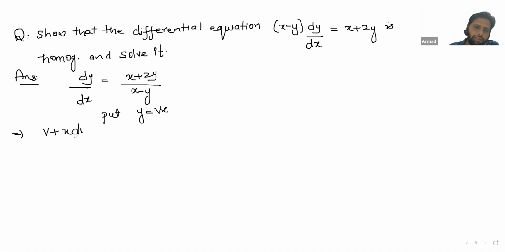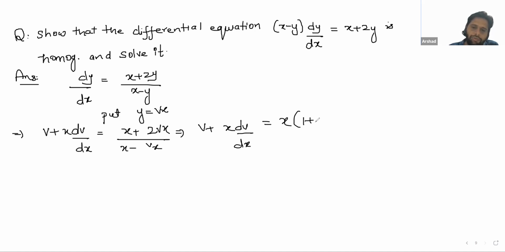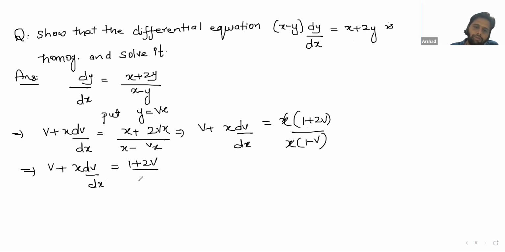v plus x dv by dx is equal to (x plus 2vx) by (x minus vx). Here you will get v plus x dv by dx is equal to, take out x common, (1 plus 2v) by (1 minus v). Saif, please match your steps. x will get cancelled out. So v plus x dv by dx is equal to (1 plus 2v) by (1 minus v).